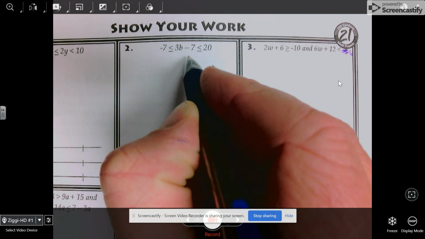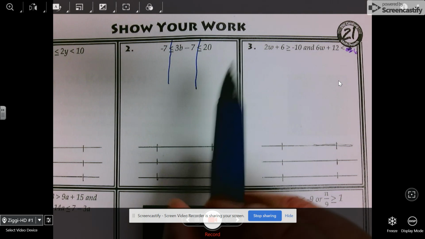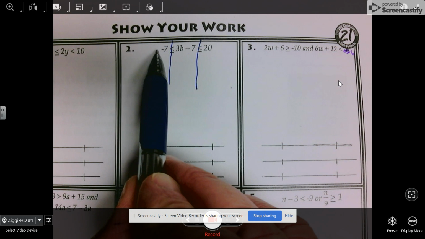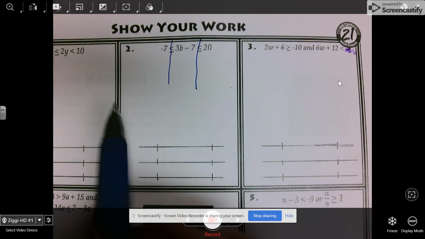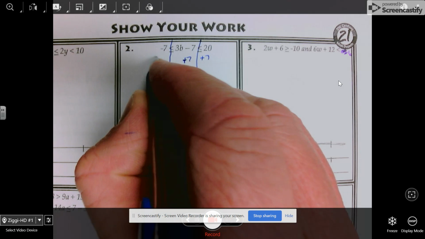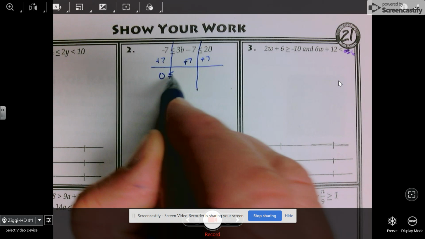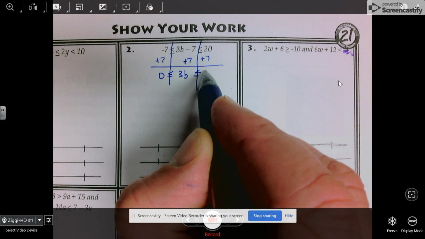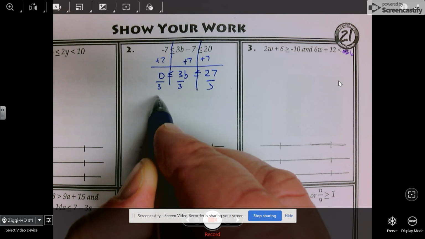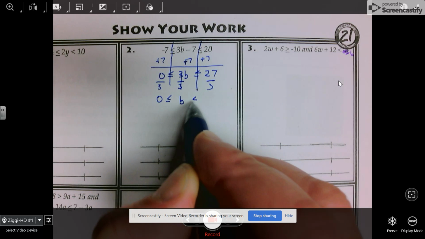So just as a quick review, this is an AND problem because we can reread 3b minus 7 is greater than negative 7 and less than or equal to 20. One way is to solve it as it is. So I get 0 less than or equal to 3b less than or equal to 27. Divide by 3. This is 0. Don't make your sign disappear just because there's a 0.